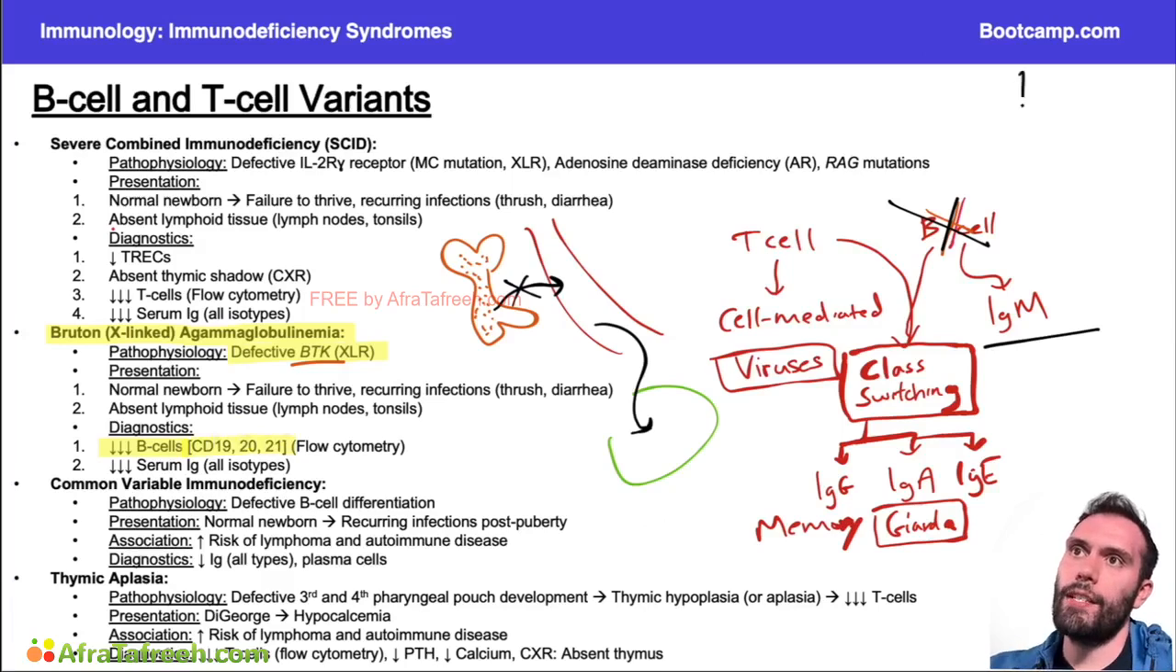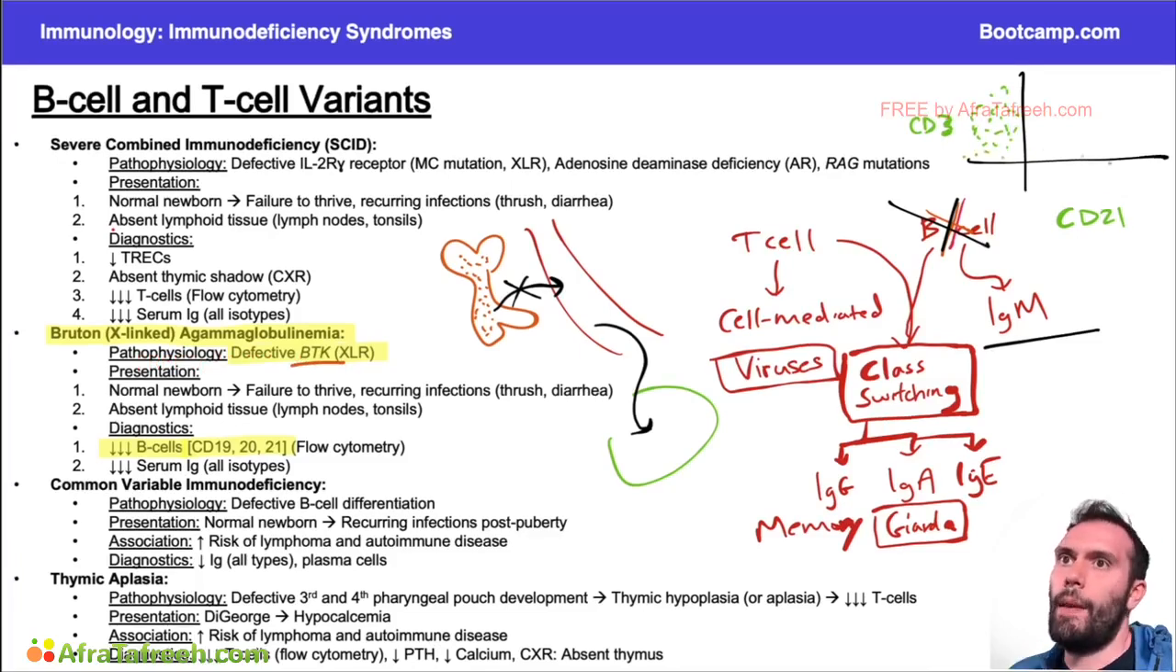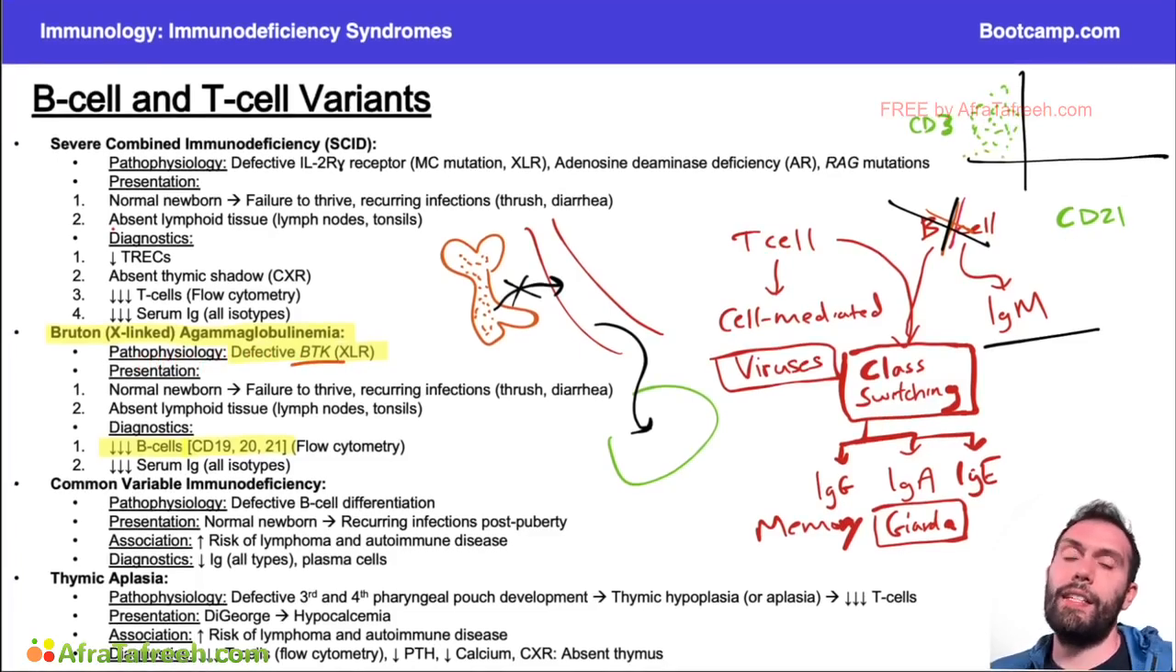So if I did flow cytometry on one of these patients, for example, and let's just say that this was CD21 and this was CD3, I might have some level of CD3 that is normal, right? I might see a lot of dots representing CD3. And maybe I don't have any dots at CD21, for example. And there's a lot of different ways they can show you this. But the point being, Bruton X-linked agammaglobulinemia would be in my differential.